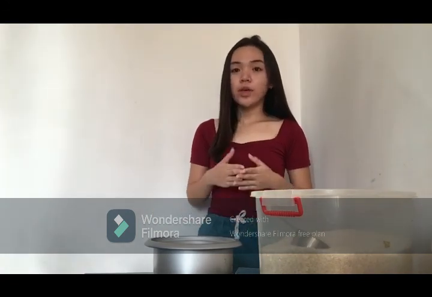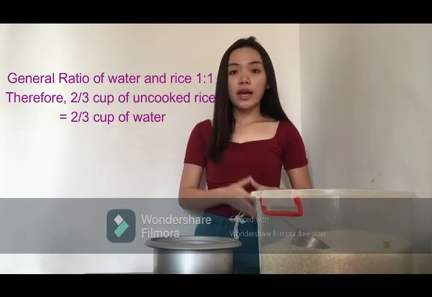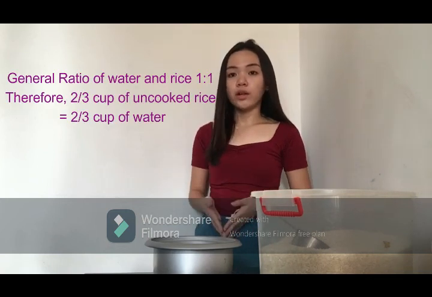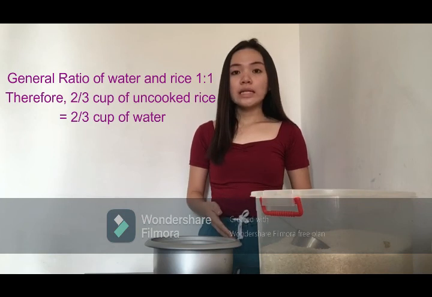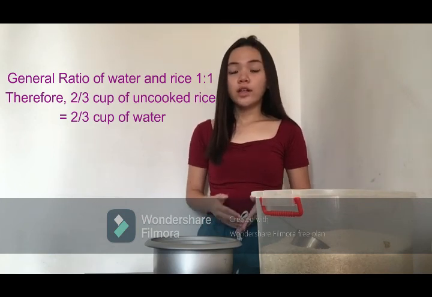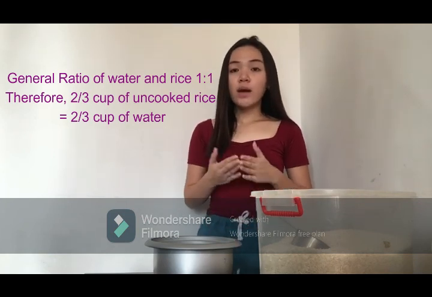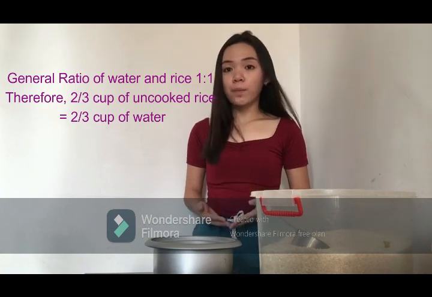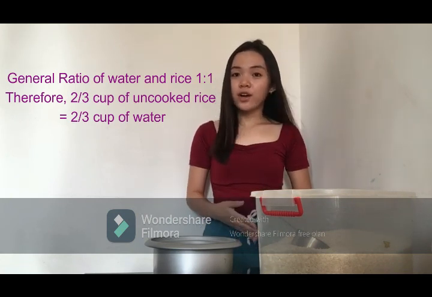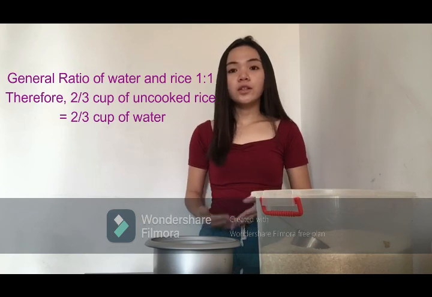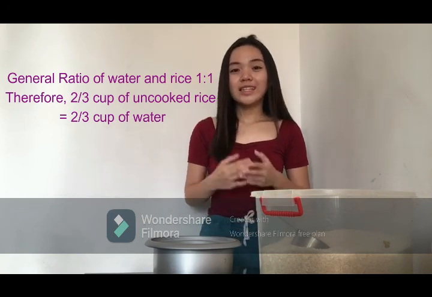In addition, as we cook rice in a rice cooker, there is a proper amount between the rice and water. The general ratio between rice and water is 1:1. So, 1 cup of rice is equal to 1 cup of water as well. Since I am just going to cook 2/3 cup of uncooked rice, therefore, I will also be adding 2/3 cup of water. And that's it.